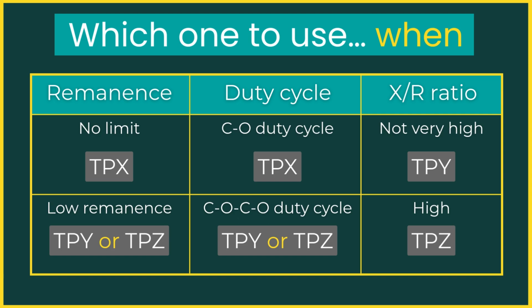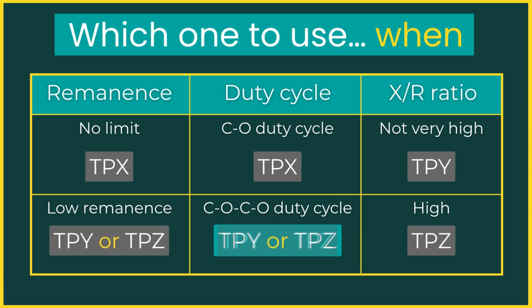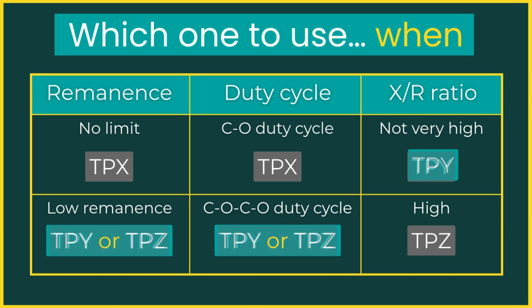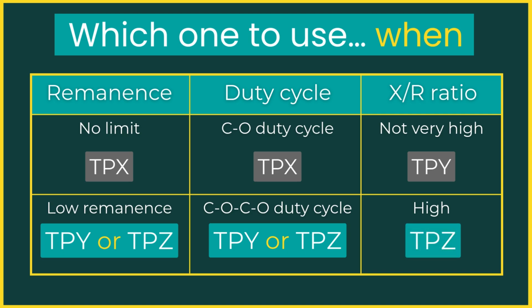Let's summarize this part. If it's just a single energization and there's no need for low remanence, choose TPX. If your system has auto-reclosing or needs low remanence and the X/R ratio is not too high, go for TPY. But if the system has auto-reclosing or needs low remanence and the X/R ratio is high, then TPZ is the right choice.